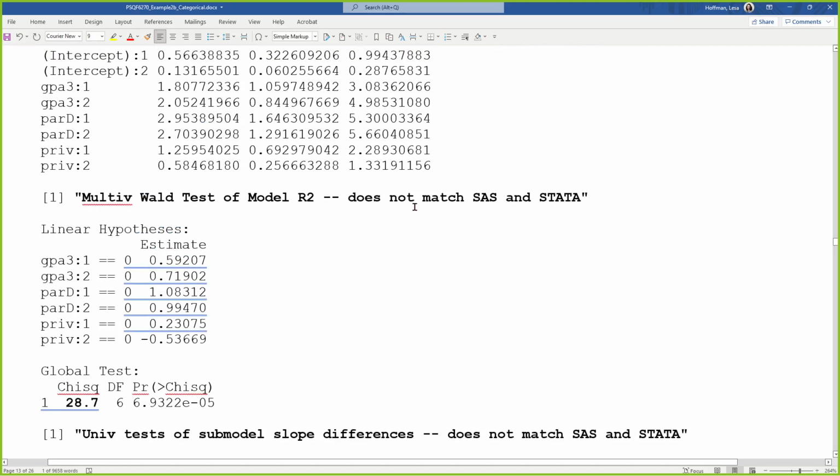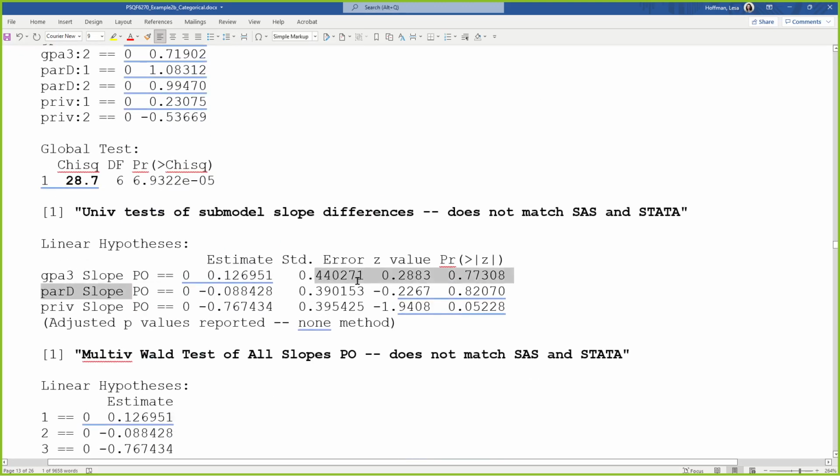Yeah, question? I have a question for the part of the test of submodels. It is in that page. If you scroll down, yes. This right here. Yep. So in that part, Lisa, we have these differences for each slope between the submodels. Yep.